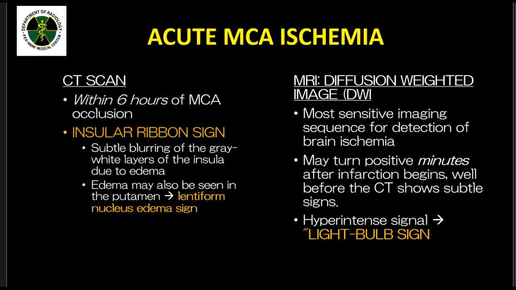For MRI, DWI is the most sensitive imaging sequence for detection of brain ischemia. Again, for CT scan, it is within 6 hours of MCA occlusion. For MRI DWI, it is the most sensitive, and it may turn positive within minutes after infarction begins. So for MRI, remember it's within minutes, and for CT scan, within 6 hours. So MRI is more sensitive. The hyperintense sign is what we call the light bulb sign.